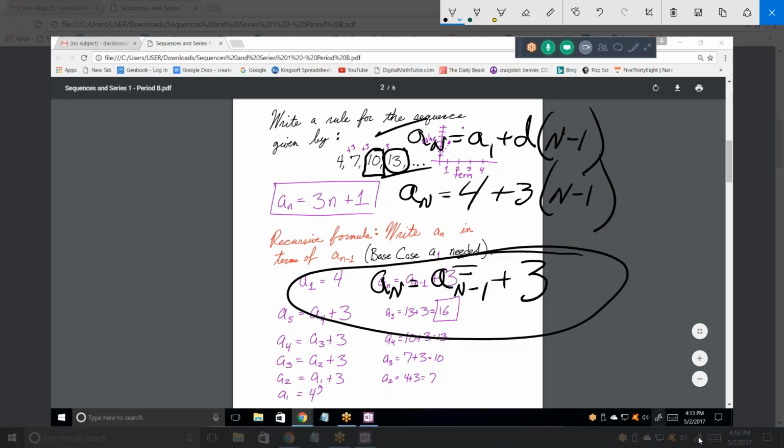So if it's an arithmetic sequence, the nth term is always going to be the previous term plus the common difference. If it's a geometric sequence, the nth term is always going to be the previous term times the common ratio. So let me give you this sequence up here.